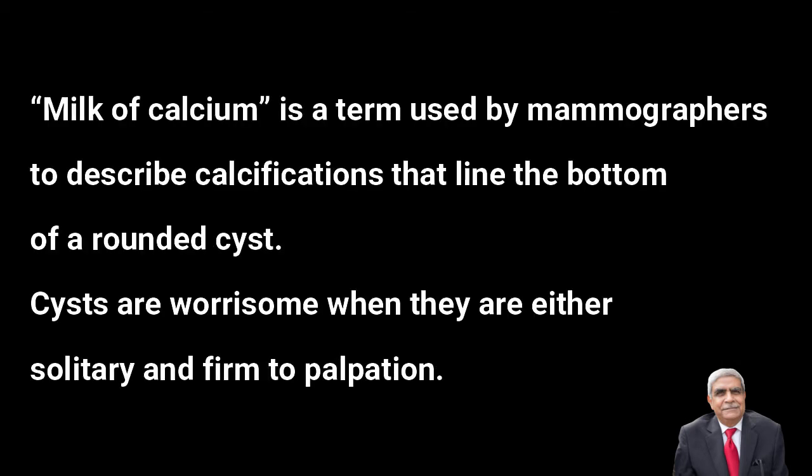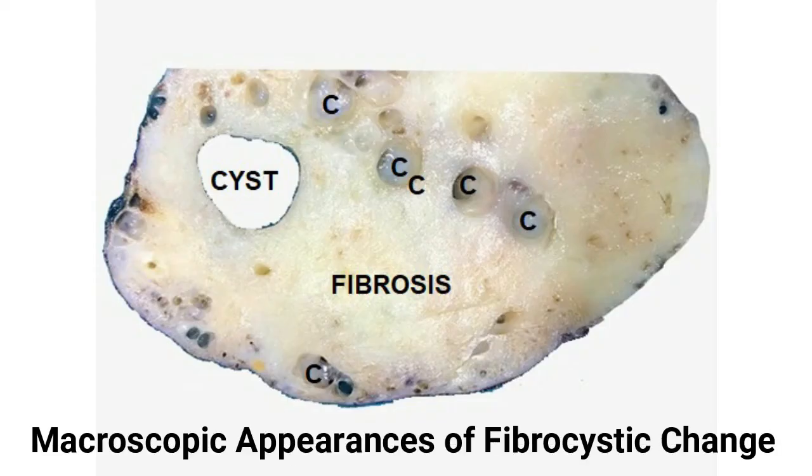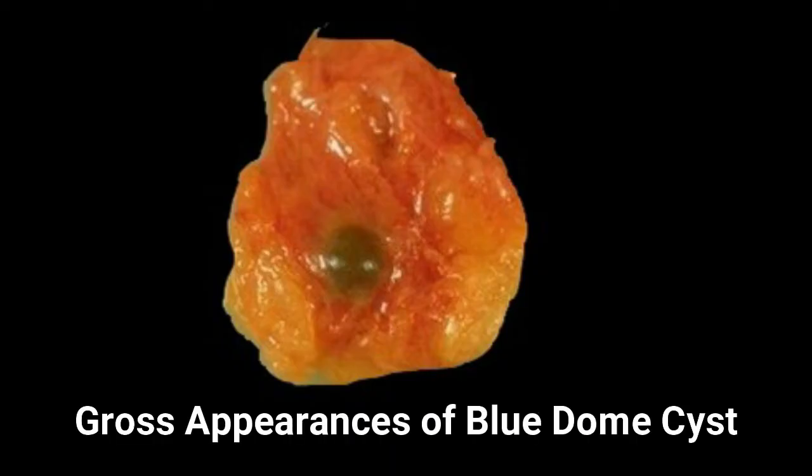Milk of calcium is a term used by mammographers to describe the calcifications that line the bottom of a rounded cyst. Cysts are worrisome when they are solitary and firm to palpation. This photograph shows macroscopic appearances of fibrocystic change. The cysts are shown here. The larger cyst is marked, whereas smaller cysts are shown by letter C, and there is stromal fibrosis in the surrounding areas. This photograph shows the gross appearance of blue dome cyst.